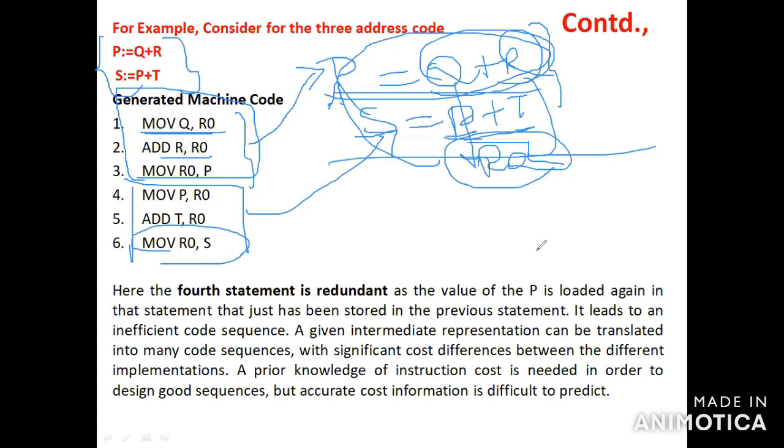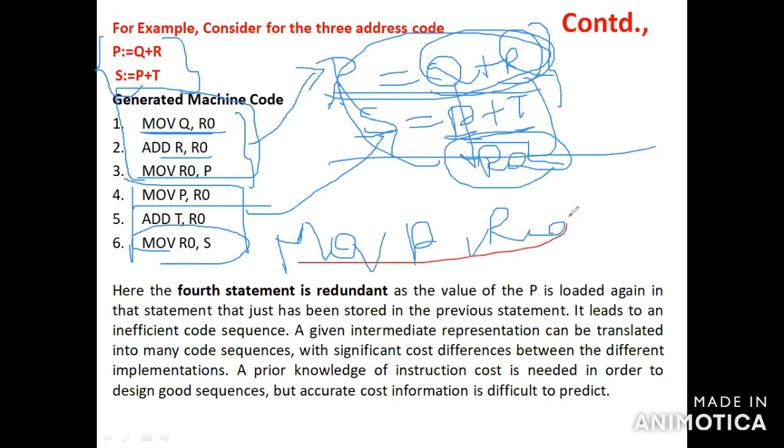So here the fourth statement is redundant. What is the fourth statement? MOV P, R0. The above generated code has six instructions.